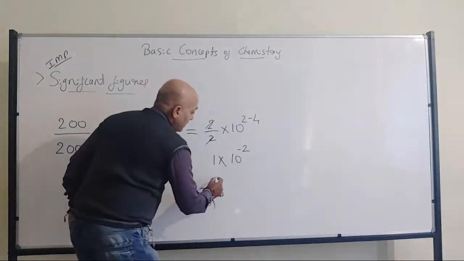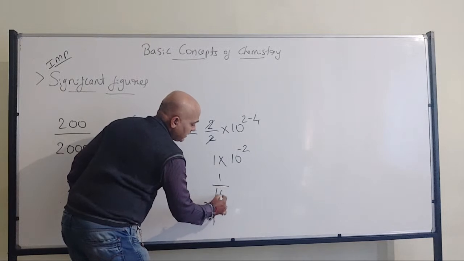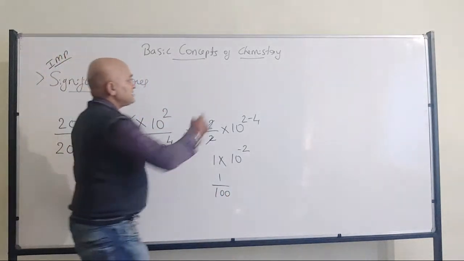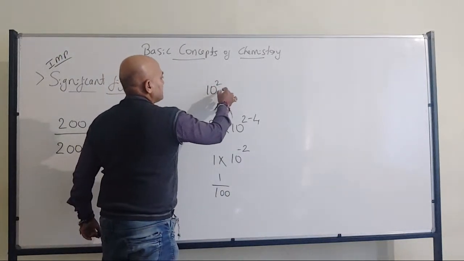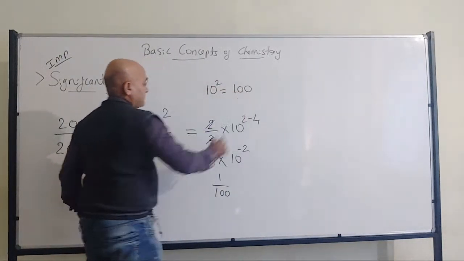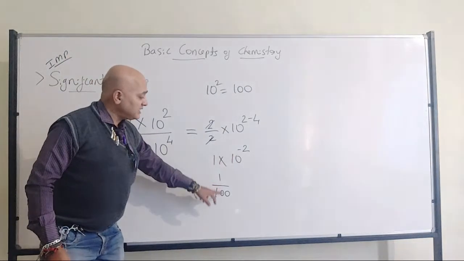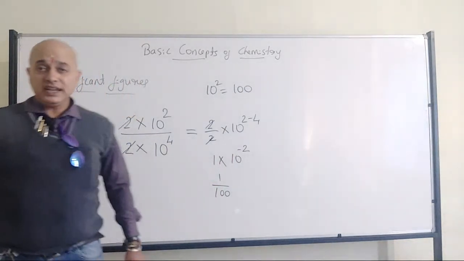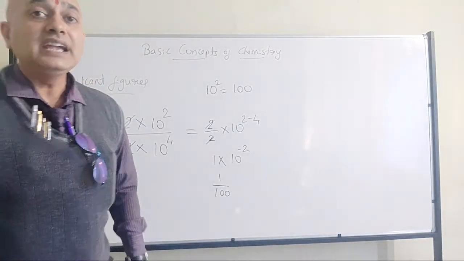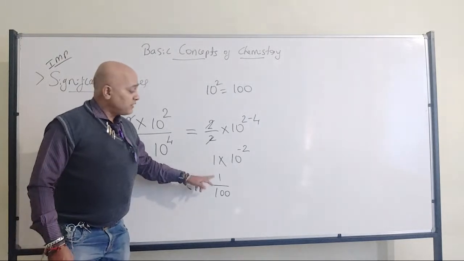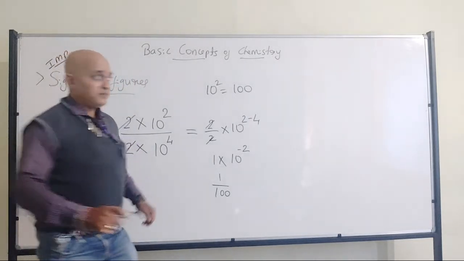That is nothing but 1 divided by 100. Right? So what is 10 to the power of 2? That is nothing but 100. But since there is a minus sign, that indicates that it should go to the denominator, if I want to write it in the 100. So 1 divided by 100. Right?